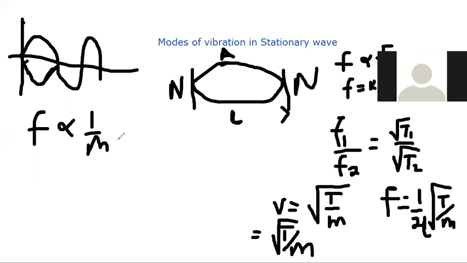Because when the thing is heavy, it won't be able to vibrate as much unless it is very small. So when the mass is high, the frequency will be low. You get what I'm trying to say?